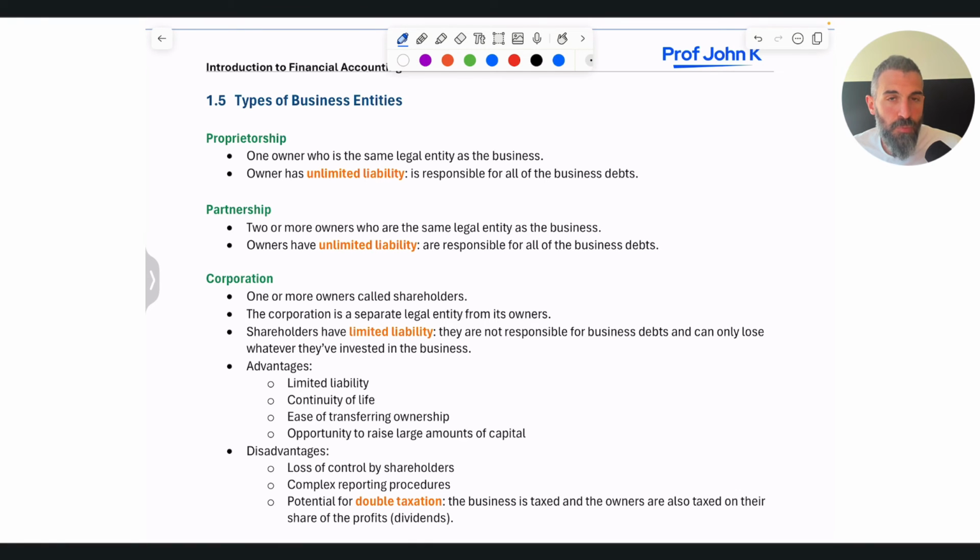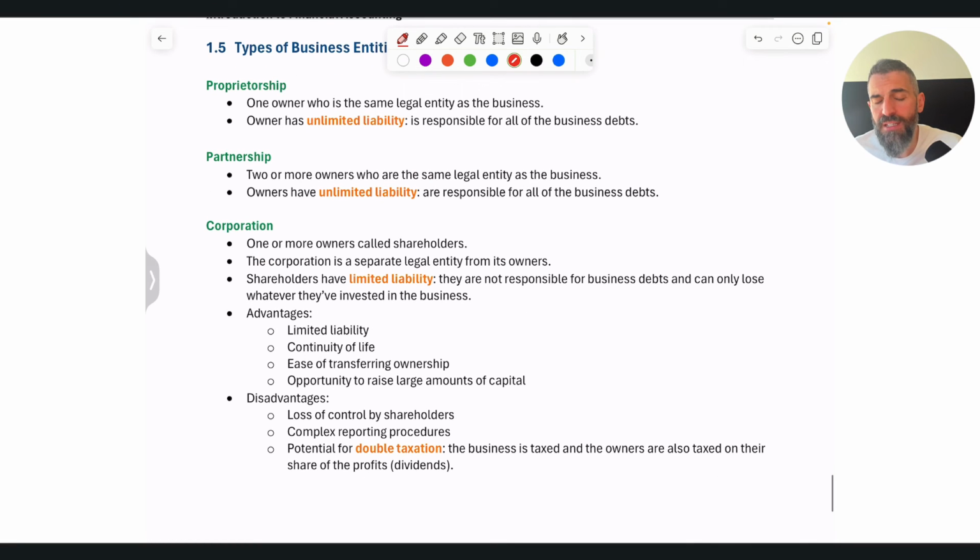Partnerships are the same as proprietorships for the most part. The major difference is that in a partnership, there's more than one owner. That's kind of the big difference. Again, owners in general partnerships have unlimited liability. Again, they are responsible for the debts of the business.